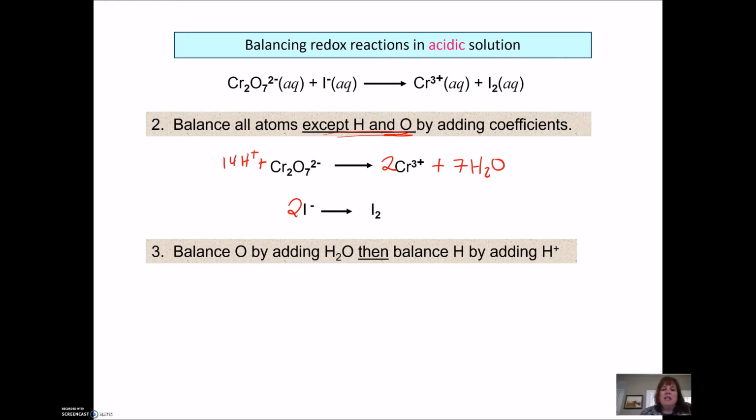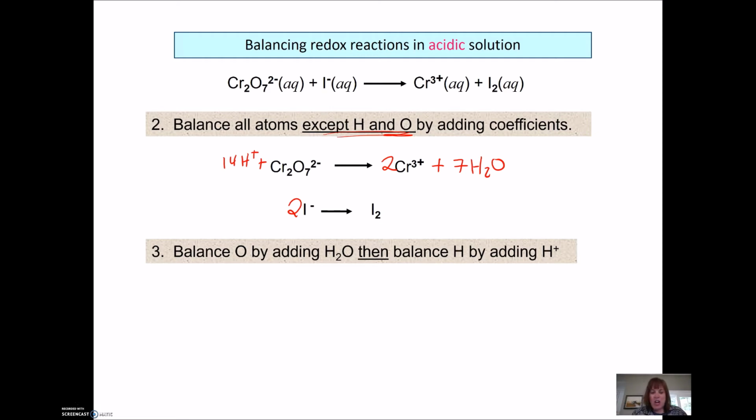14H+ over here. Now, if we look, we have 14 hydrogens here. 7 times 2 is 14 hydrogens here. We have 2 chromium, 7 oxygen, 7 oxygen. And down here I have 2 iodine and 2 iodine. So atoms, check. All right.